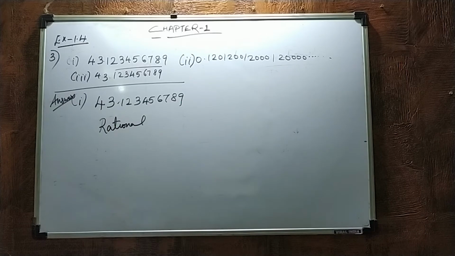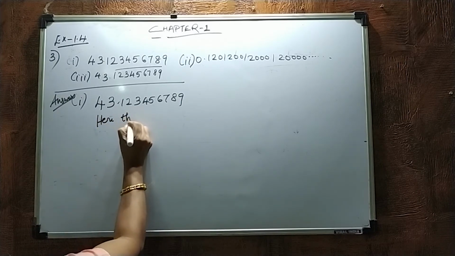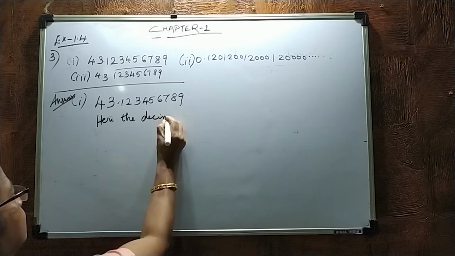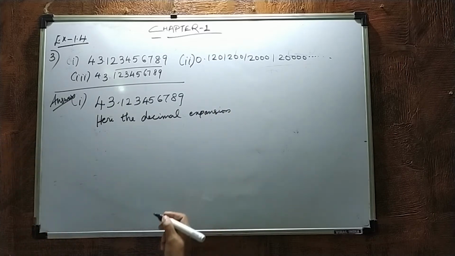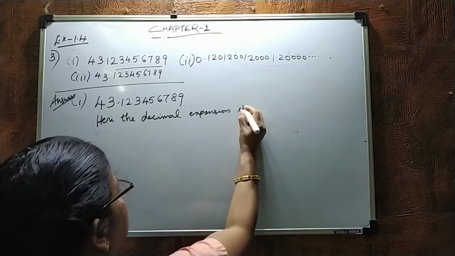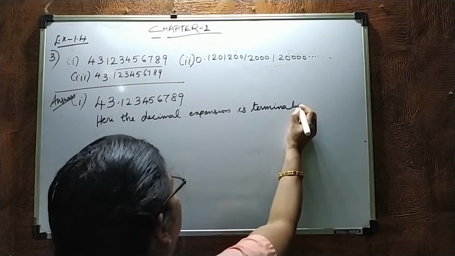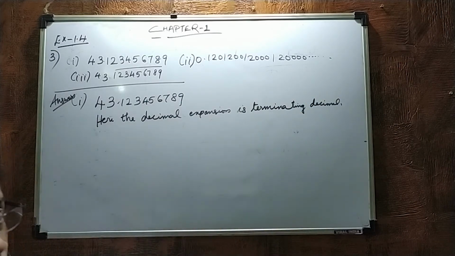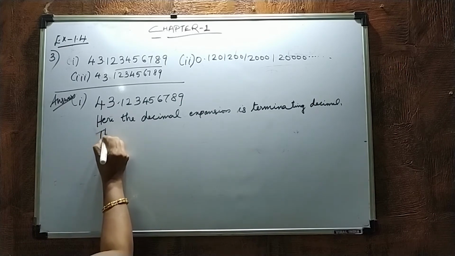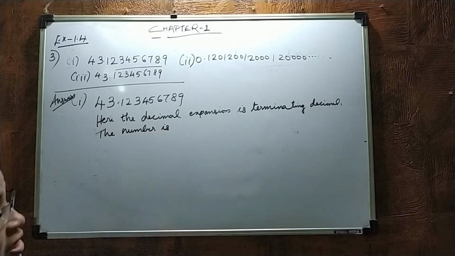You have to find out the form of q. So we'll write in sentences. Here the decimal expansion is terminating decimal, for reason also you can write. Therefore, what can we say? Therefore, the number is rational.